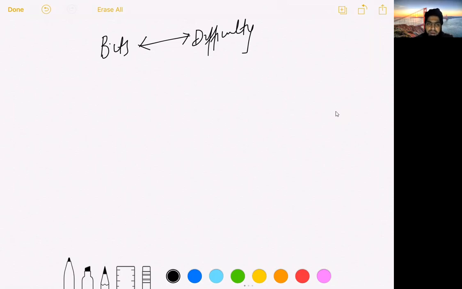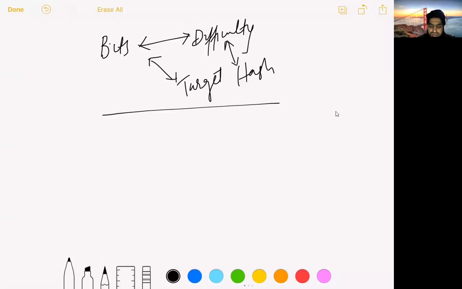So in this lecture, we will see how bits are converted to target hash, and how target hash is related to difficulty. Our main aim of this lecture is to understand bits to difficulty to target hash. For this, I will extract the real values from the Bitcoin blockchain itself. So I will open a Bitcoin blockchain explorer that will help us to understand.